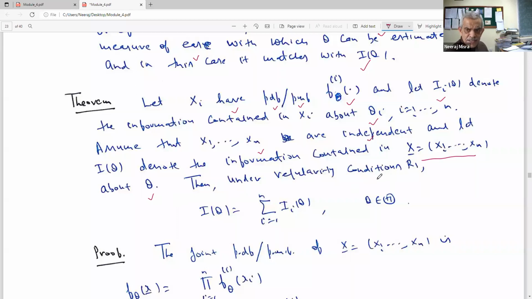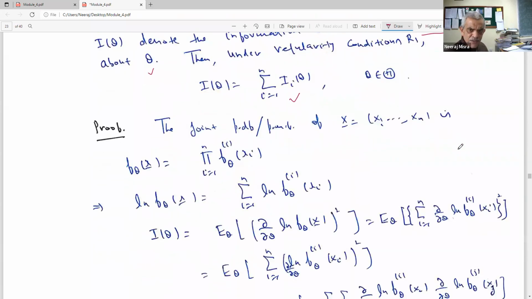Then under regularity conditions R1, the total information contained in this whole sample x1, x2, ..., xn would be the sum of the informations, provided these xi's are independent. And the proof is straightforward. The joint PDF or PMF of x equal to x1, x2, ..., xn is f theta x, which is the product, i equal to 1 to n, of f theta i of xi, where f theta i is the PDF of xi. They are independent, so it is a product. They may not be identically distributed.